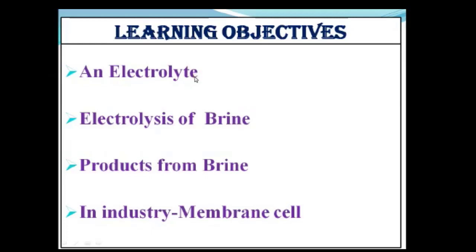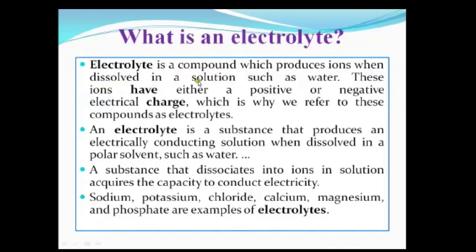What is an electrolyte? We are all aware, we have discussed this, that an electrolyte is a compound which produces ions when it dissolves in solutions such as water. So the compound, when it dissolves in water, produces ions, so we call it an electrolyte, and these ions have either a positive charge or a negative charge, which is why we refer to these compounds as electrolytes.